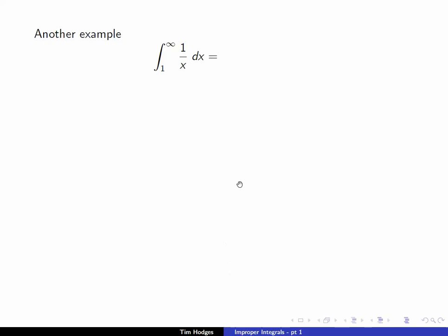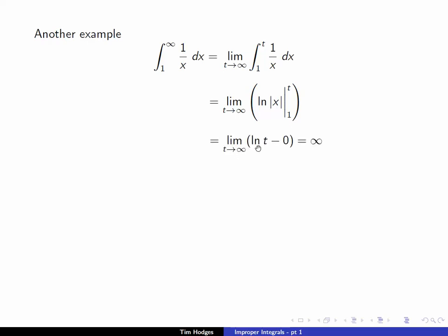Let's have a look at another similar example to the one we started with, the integral from 1 to infinity of 1 over x. So now, according to our definition, that's the limit as t goes to infinity of the integral from 1 to t of 1 over x dx. So that's the limit as t goes to infinity of log x evaluated between 1 and t. So that's log t minus log 1, which is 0. So it's just the limit as t goes to infinity of log t, which we know is infinity.